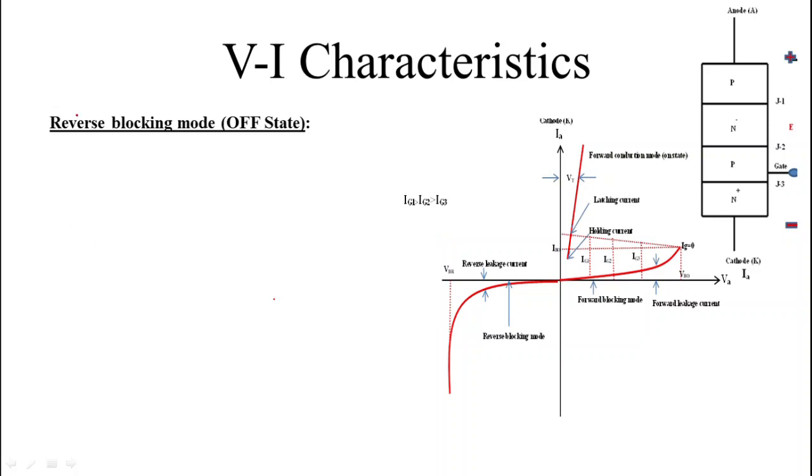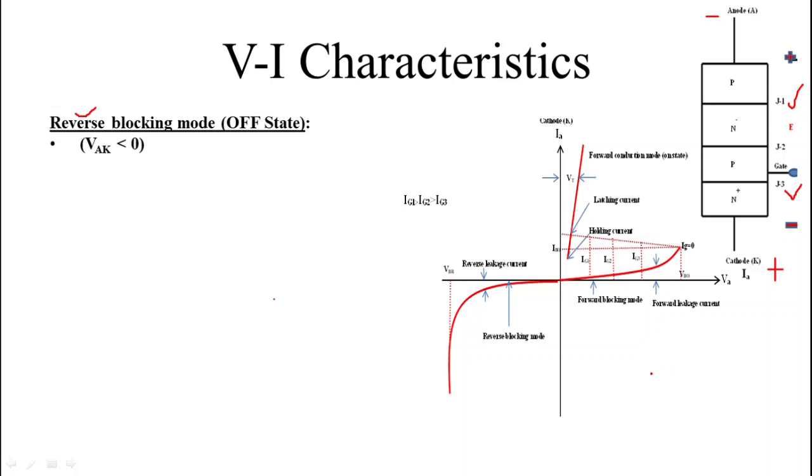Here in this name, reverse means thyristor is reverse biased, or we can say that anode to cathode voltage VAK is less than 0. Or we can say that negative potential is applied to anode and positive potential is applied to cathode. When negative potential is applied to anode, then junction J1 gets reverse biased. When positive potential is applied to cathode, then junction J3 gets reverse biased. So in this mode, junctions J1 and J3 are reverse biased, while junction J2 is forward biased.